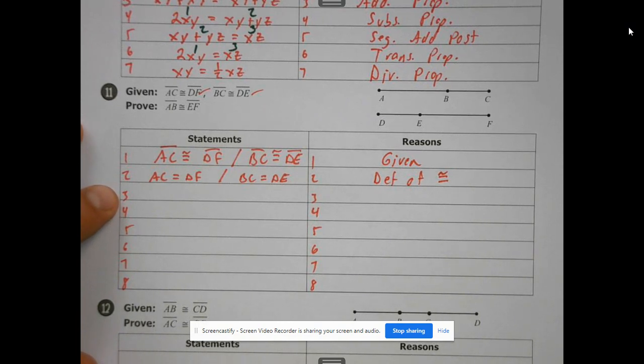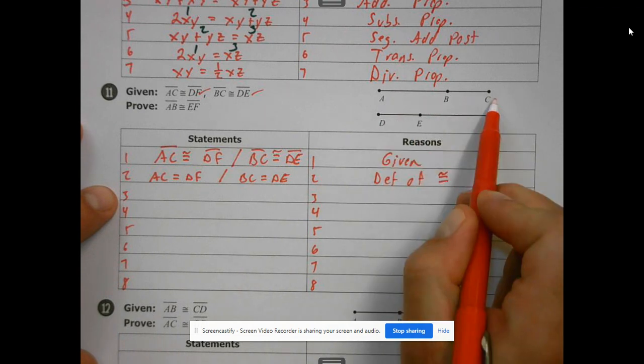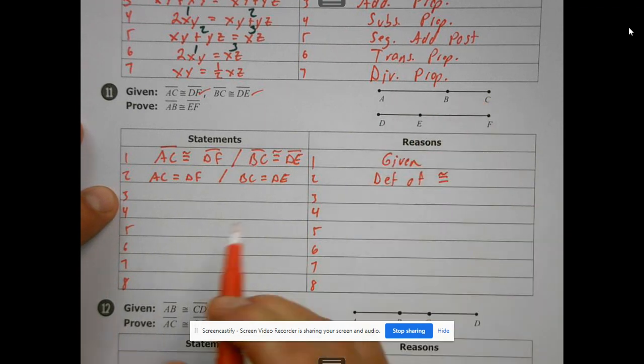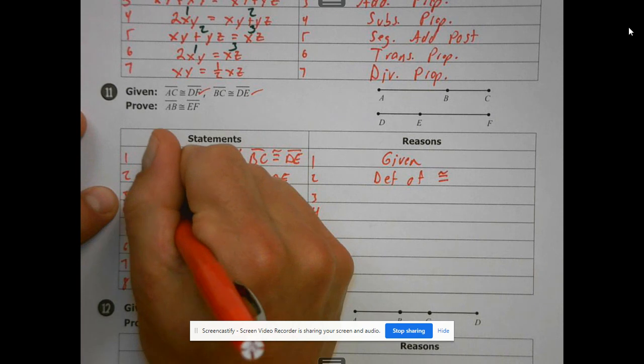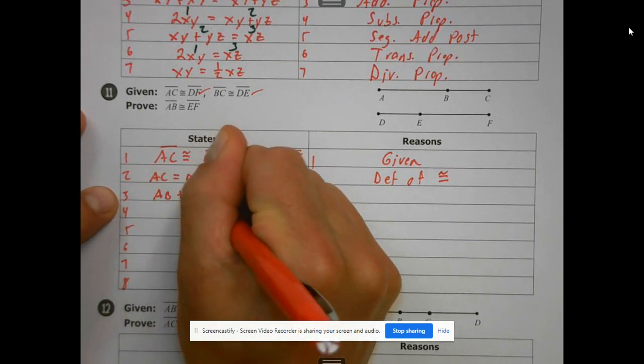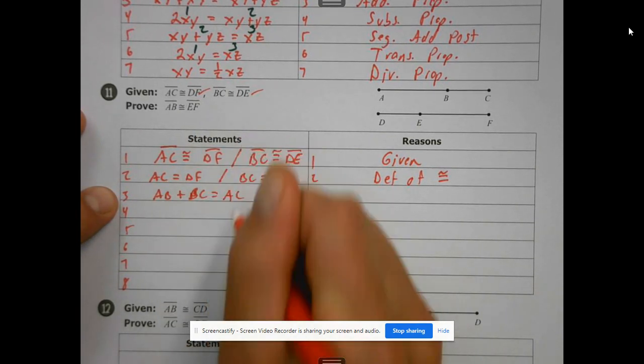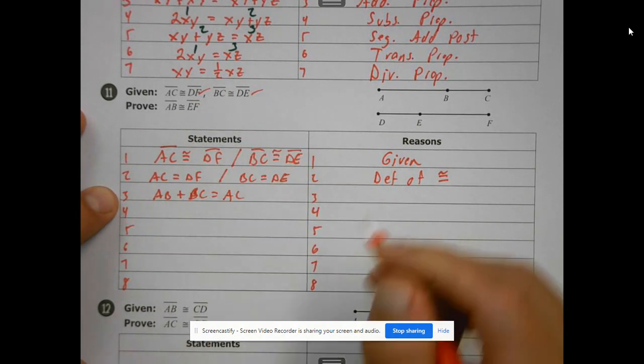Number 3, I'm going to do some segment addition here. Small piece plus small piece equals big piece. AB plus BC equals AC. Segment addition postulate.